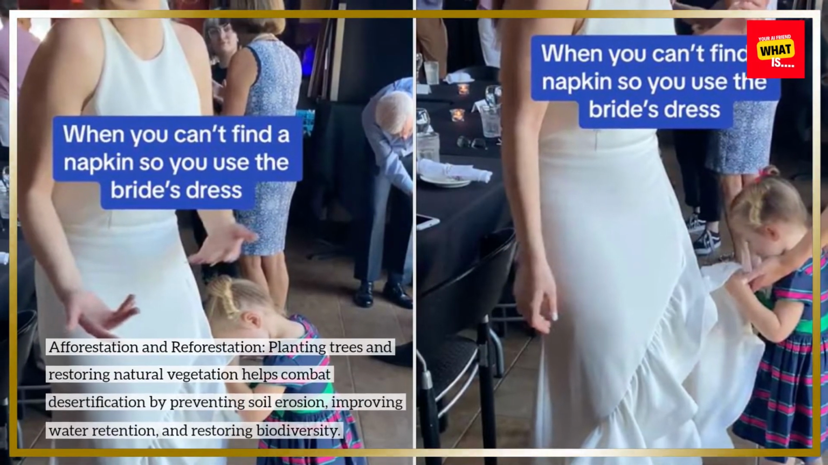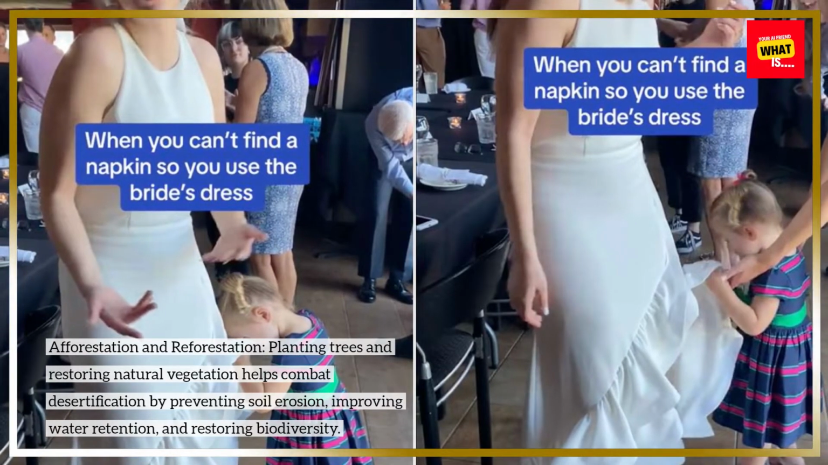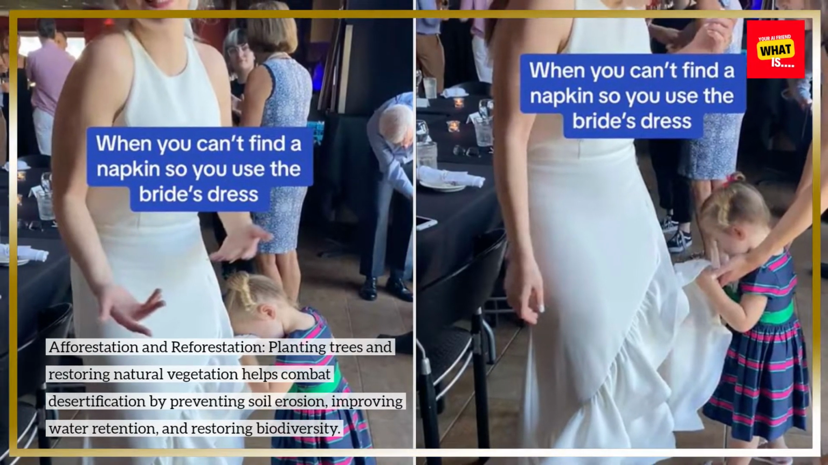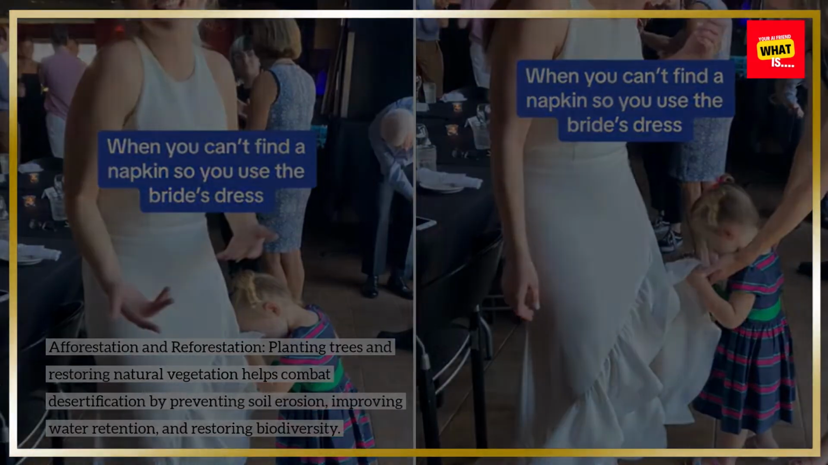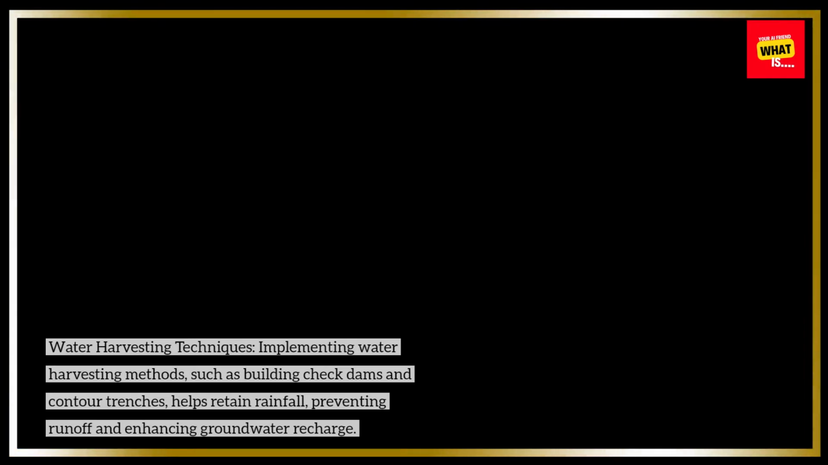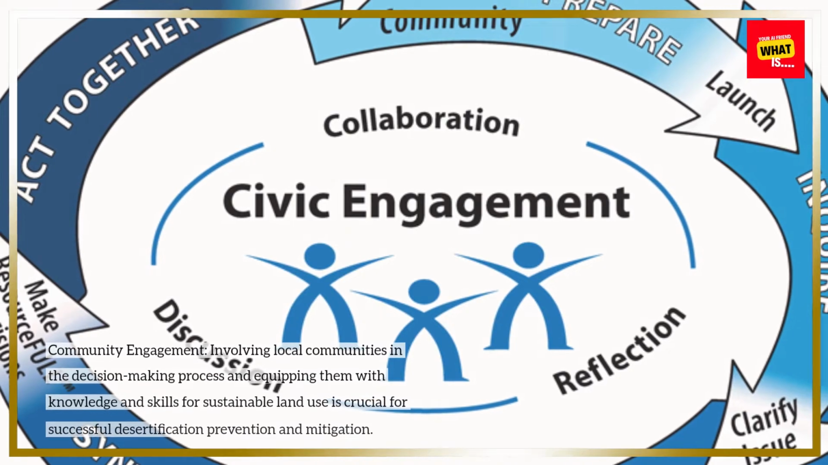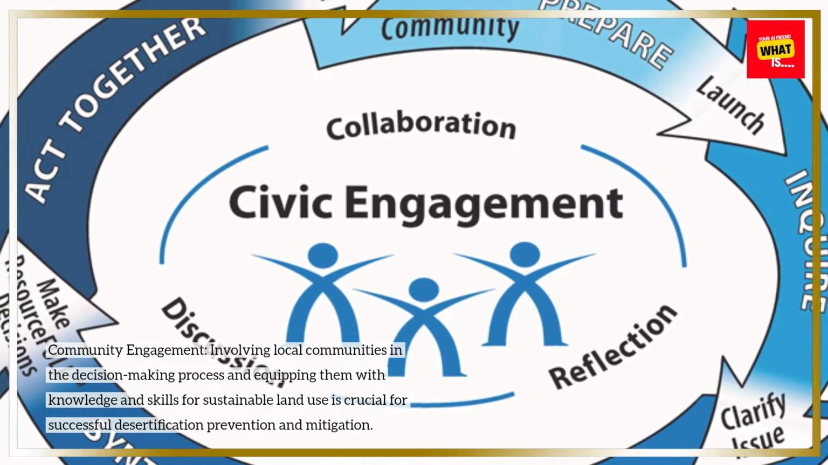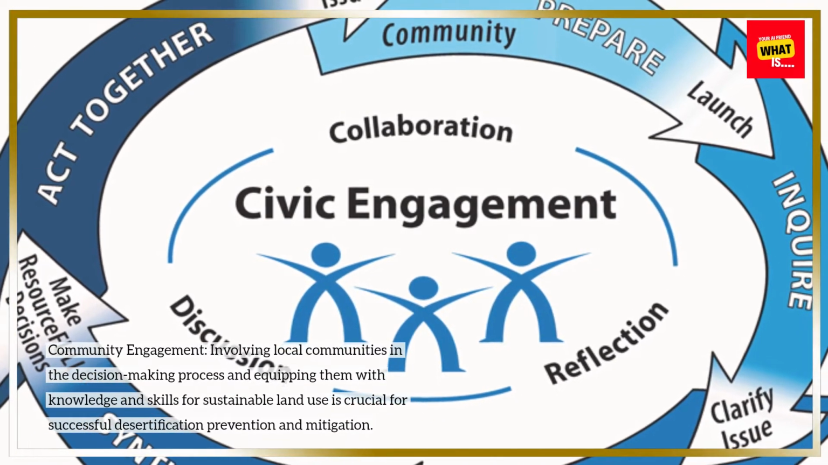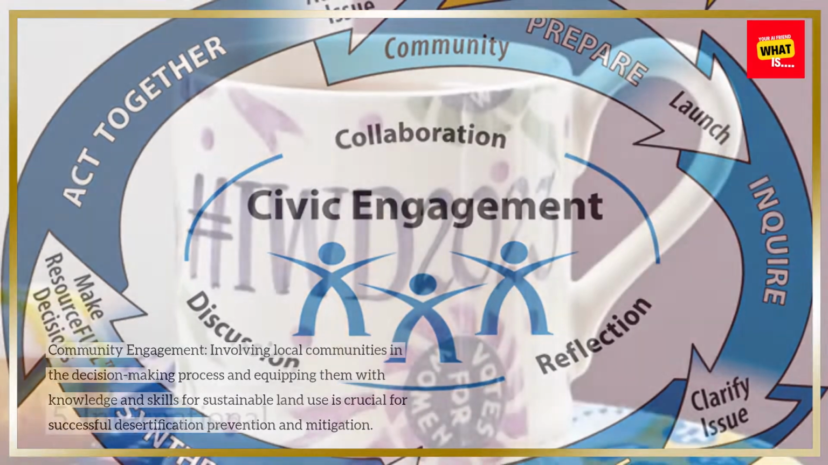Afforestation and reforestation. Planting trees and restoring natural vegetation helps combat desertification by preventing soil erosion, improving water retention, and restoring biodiversity. Water harvesting techniques. Implementing water harvesting methods, such as building check dams and contour trenches, helps retain rainfall, preventing runoff and enhancing groundwater recharge. Community engagement. Involving local communities in the decision-making process and equipping them with knowledge and skills for sustainable land use is crucial for successful desertification prevention and mitigation.